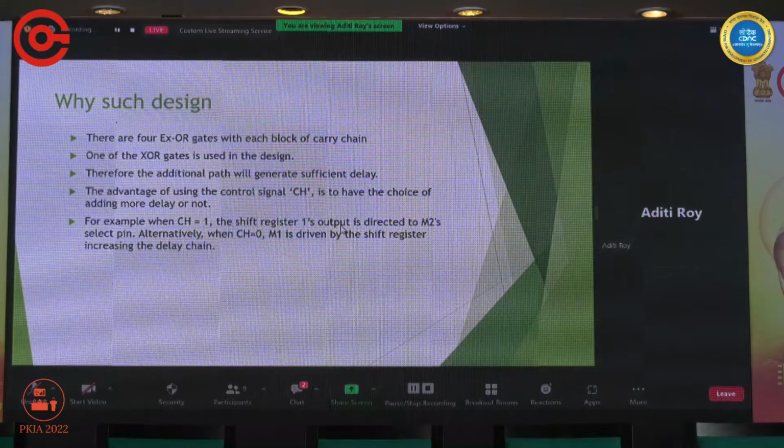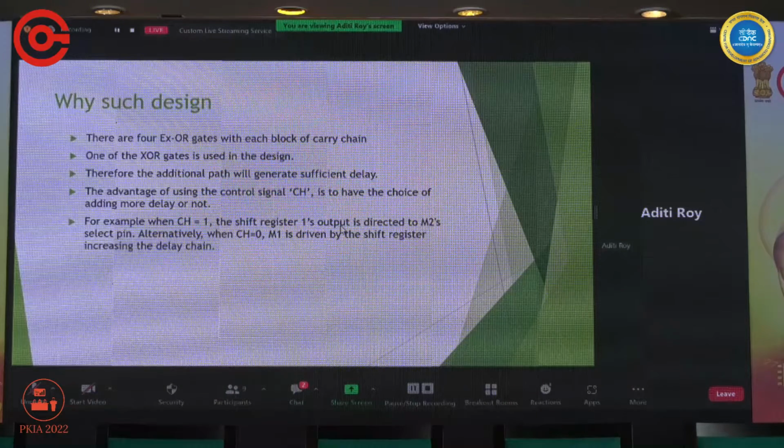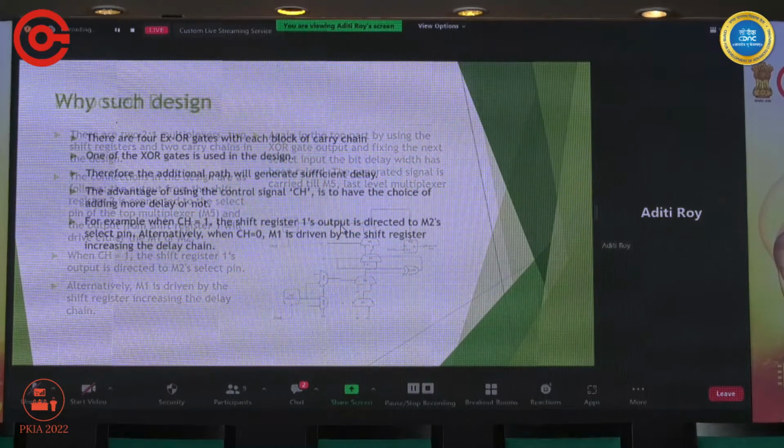So why did we choose such a design? Because there are four XOR gates with each block of carry chain, we wanted to utilize the FPGA fabric logic cells. One of the four XOR gates is used in the design, in such a way that the additional path will generate sufficient delay. And the advantage of using this control signal is to have the choice of adding more delay or not.